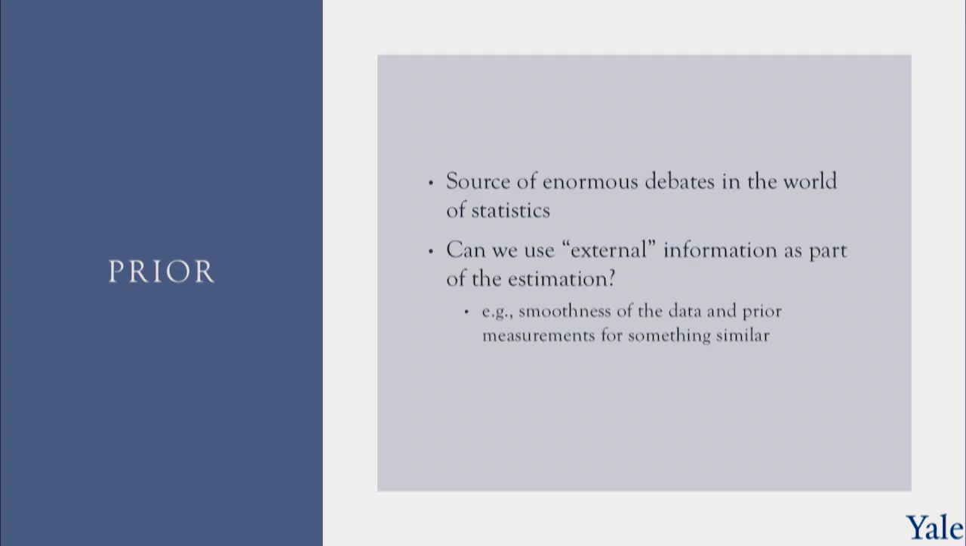The next word is this word prior, and this is the subject of enormous debates in the world of statistics. If you're a statistician, just skip this slide. Nothing here would be helpful to you. And the big question here is, can we use external information as part of the estimation? For example, can we assume that our data is smoothly varying over time? Can you use prior measurements for something similar? Those are fundamental questions in statistics. And this is a hallmark of Bayesian estimation. So let me give you an example. Let's go back to our opinion polling.